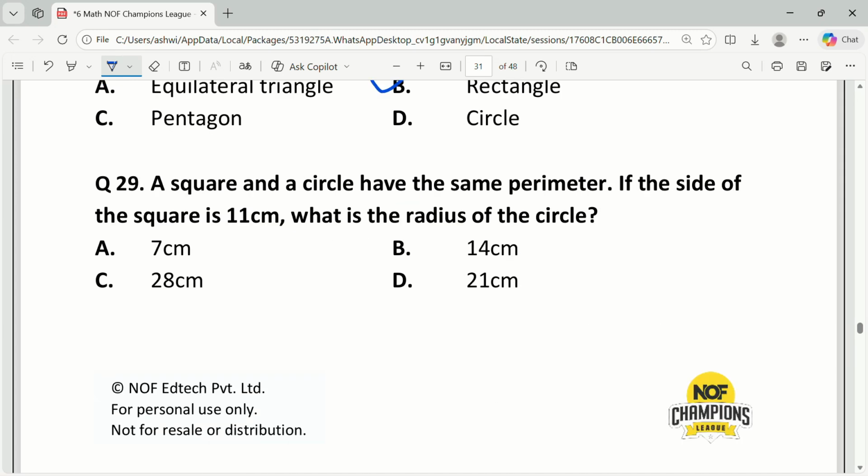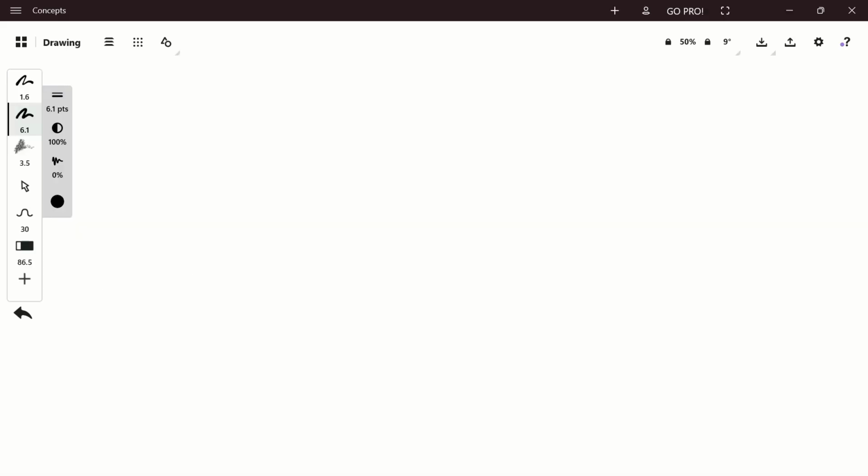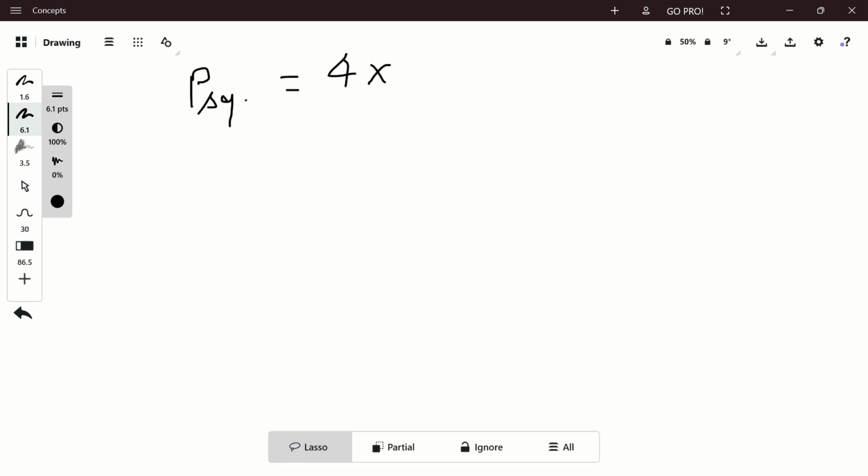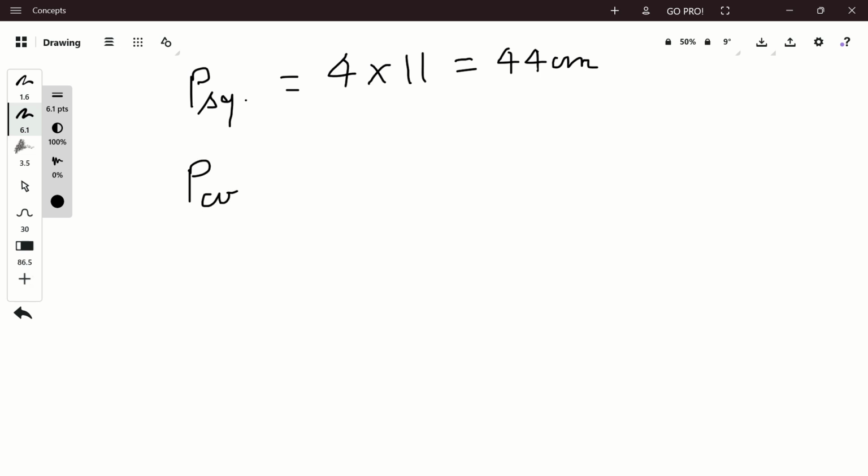Question 29. A square and a circle have the same perimeter. If the side of the square is 11 centimeters, what is the radius of the circle? The perimeter of a square with side S is equal to 4S, that is 4 into side, that is 11 centimeters, which is equal to 44 centimeters. The perimeter of a circle, that is the circumference, is equal to 2 pi r.